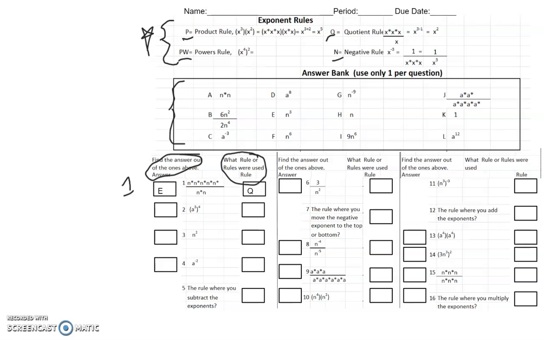Okay, so let's look at problem number 1. On the top of the fraction, I have n being multiplied 5 times. On the top, it's being divided by 2 n's on the bottom that are also being multiplied. Well, I know this fraction is set up so that I'm probably going to be using the quotient rule in this case. So I'm going to put a Q in this box, and then I'm going to actually solve it so I can find my answer in the answer bank.